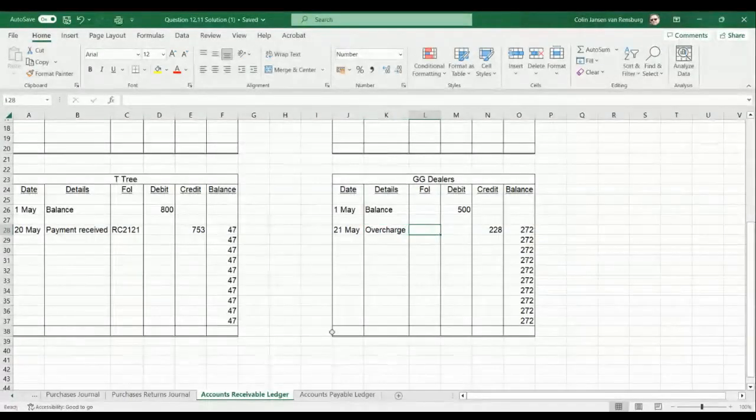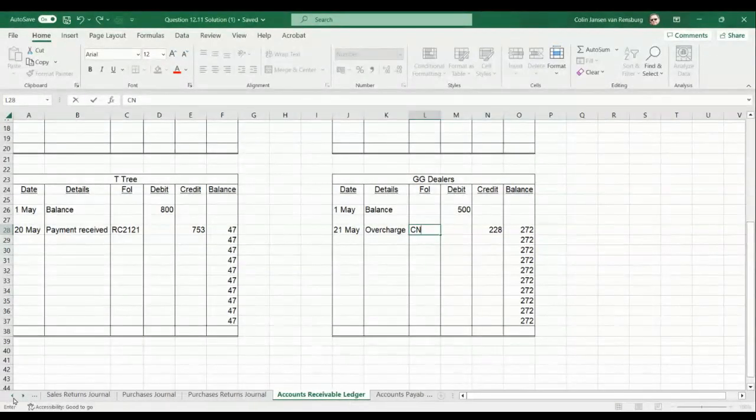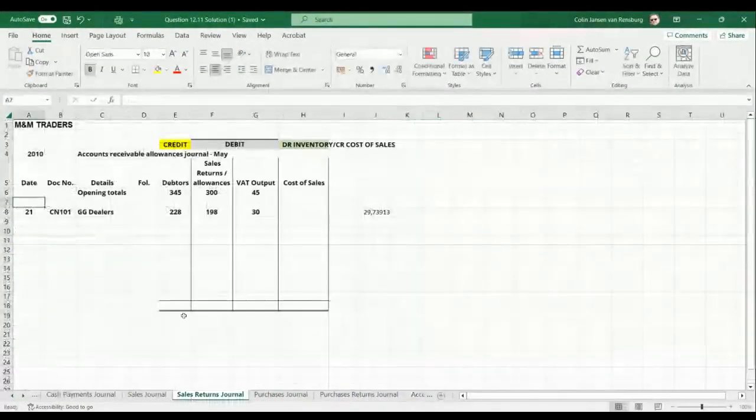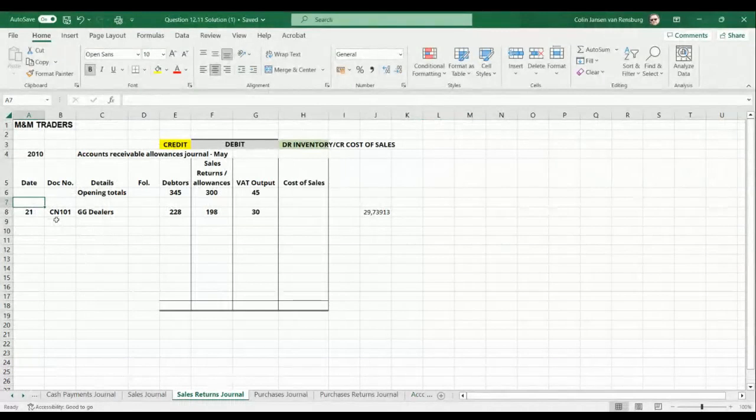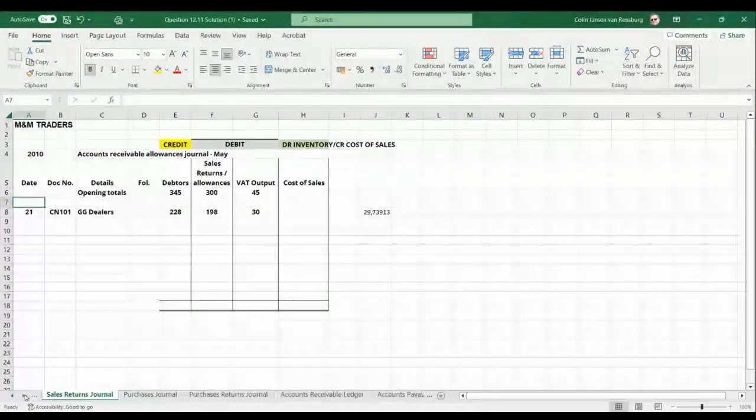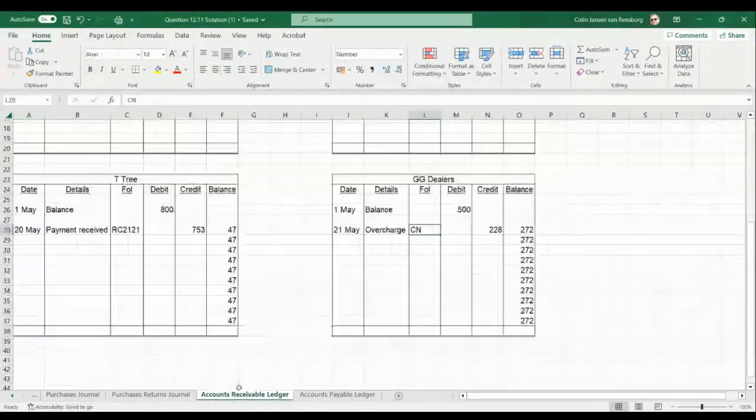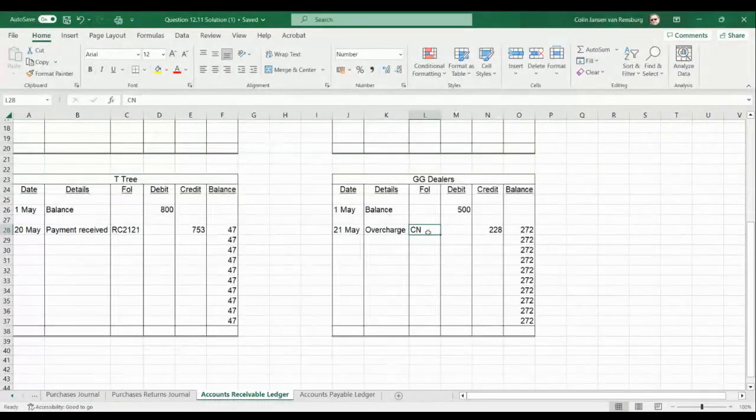Right, and now we've issued them with a credit note, so that will be credit note. Let me just go and see whether we gave it a number so that it corresponds. Credit note 101. Right, so there we've now also recorded that.